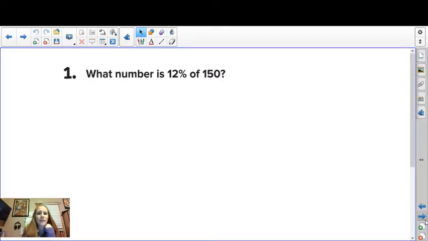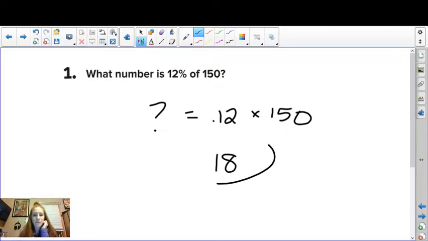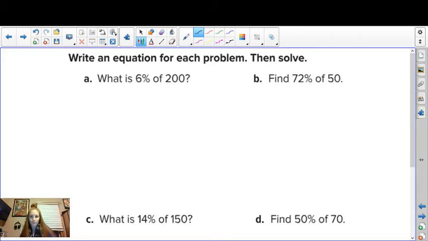What number is 12% of 150? So what is my question mark number? Again, that's telling me I'm going to physically get a number answer. Is equals, 12% is 0.12, of means multiply, and 150. So I'm going to multiply 0.12 times 150, and it tells me it's going to be just a regular number answer, and I get 18. Simple. So we're going to write an equation for each problem, then solve.